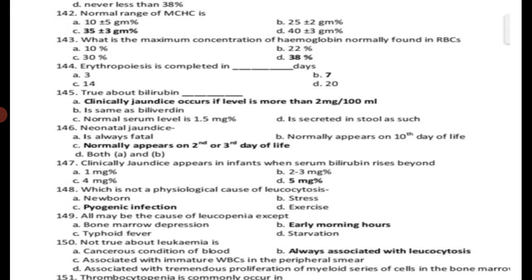Question number 148. Which is not a physiological cause of leukocytosis? Newborn, pregnancy and exercise are causes of leukocytosis. Leukocytosis is an increased level of WBC, whereas leukopenia is a decreased level of WBC in the blood. Newborn, pregnancy and exercise cause leukocytosis. Pyogenic infection does not cause leukocytosis. So option C is the answer of question number 148.